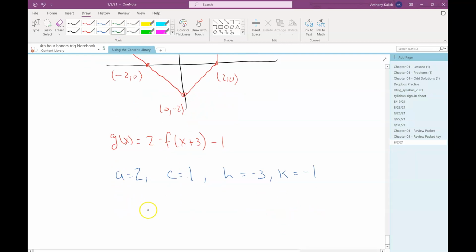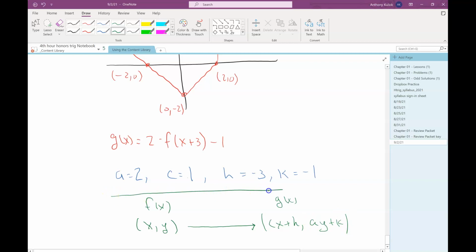Now, I'm going to use the following relationship. To take a point in x, y and turn it into a point in g of x, I'm going to do c times x plus h, and then a times y plus k. I can use this transformation always to go from parent to resultant.